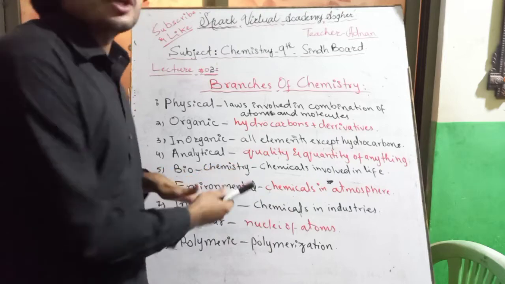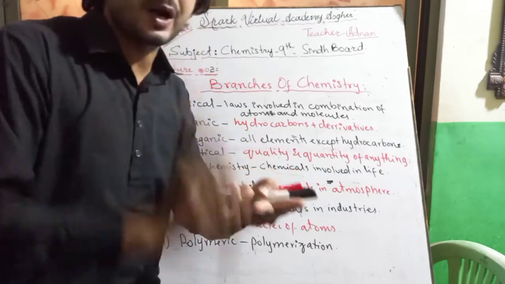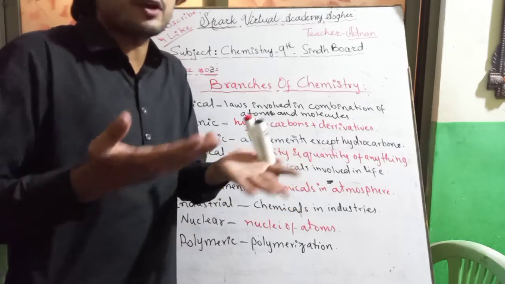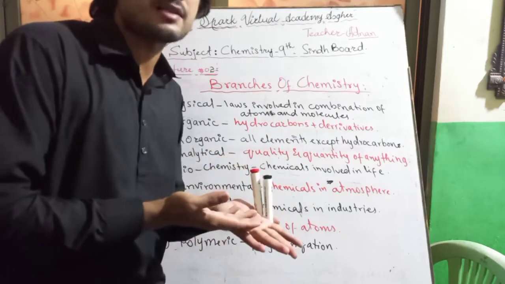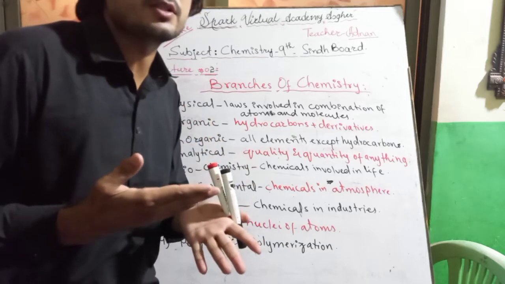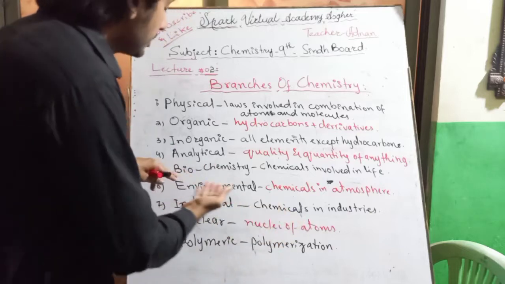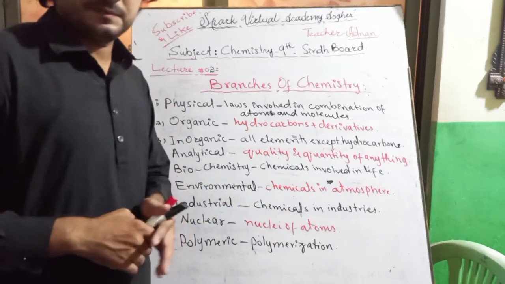If we talk about the biochemistry, all the chemicals, all the chemical processes which are involved in living organisms, either those are the plants or those are the animals, all those chemical processes which take place in the life, in the living organisms, are included into the biochemistry.